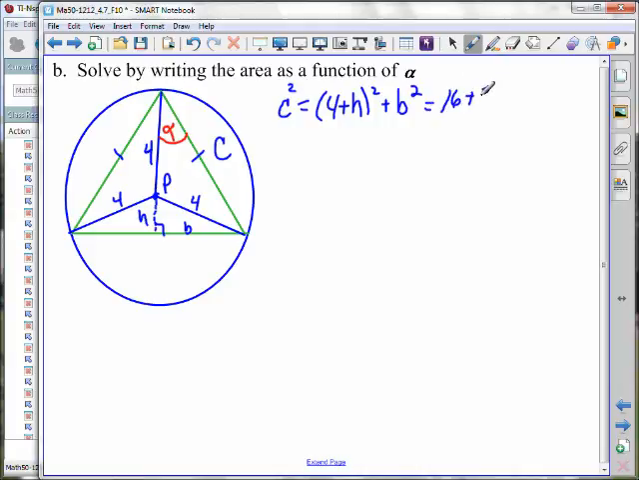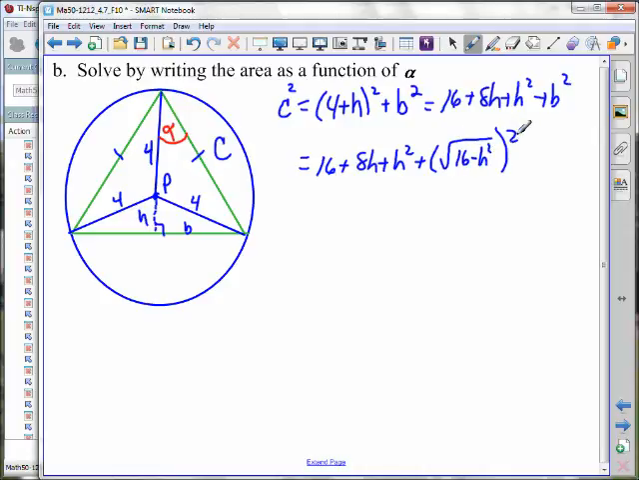Let's see, that's going to be 16 plus 8h plus h squared plus b squared. Somehow, I'm going to need to get rid of either h or b. And we already got rid of b on the last part by making it how much? Go back and look. We had that to be the square root of 16 minus h squared. So if I make that the square root of 16 minus h squared, then I'm going to have everything in terms of h.